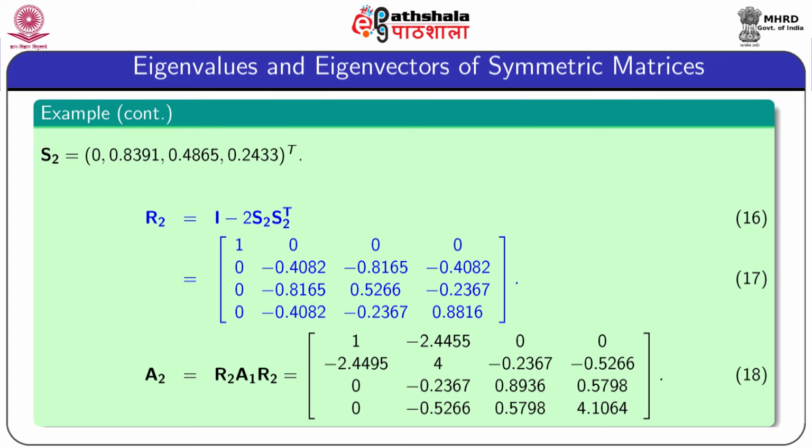Now, the matrix A2 is equal to R2 into A1 into R2. After simplification, A2 is a 4 by 4 matrix whose first row and first column are zeros except the first two elements, and this is expected as per the rules of the Householder method.